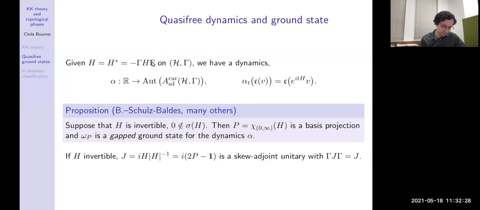Okay. So one point of note is that this operator H anti-commutes with the gamma, but if I look at its spectral flattening and then hit it with an i, then I get this skew-adjoint unitary J, and this one will commute with the real structure, and I'm going to use this later.